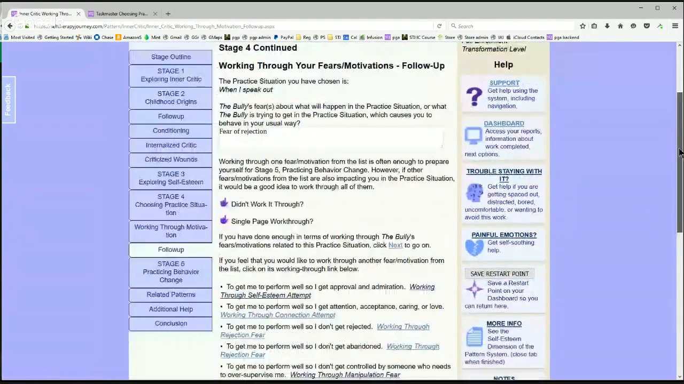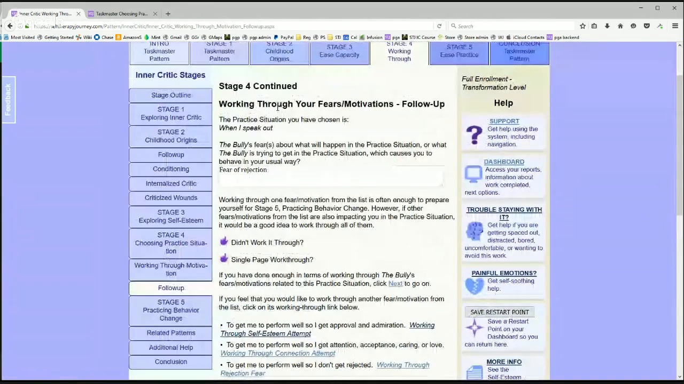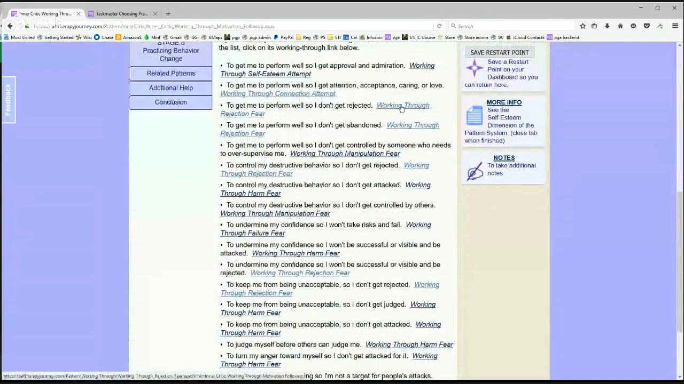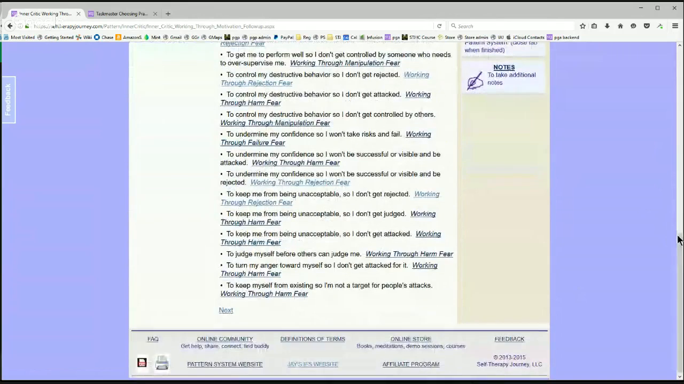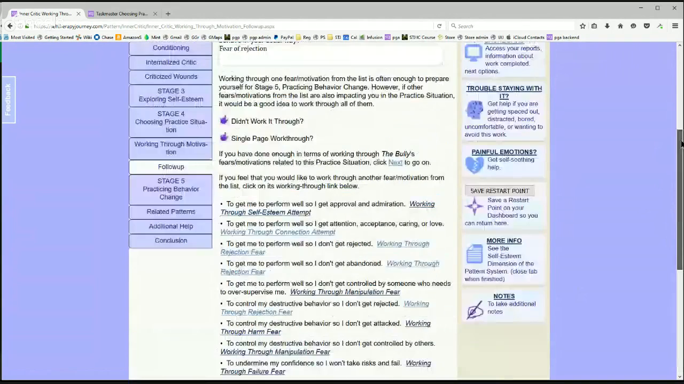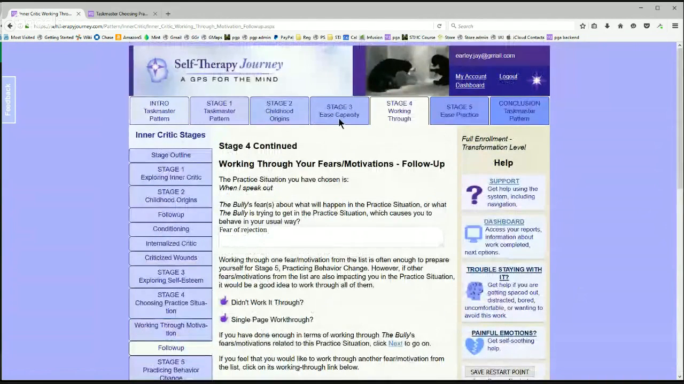So then you go back, and now this is stage 4 continued, because there's more of these. So we work through rejection fear. Now you have a choice here of working, maybe there's some other fears, working through harm fear, working through manipulation fear, working through failure fear. So you can decide if you want to do another round of working throughs or not. And if so, you do that one, and then if not, you go on to stage 5. Now there's other options here besides this, but they don't come up in the regular inner critic pattern.